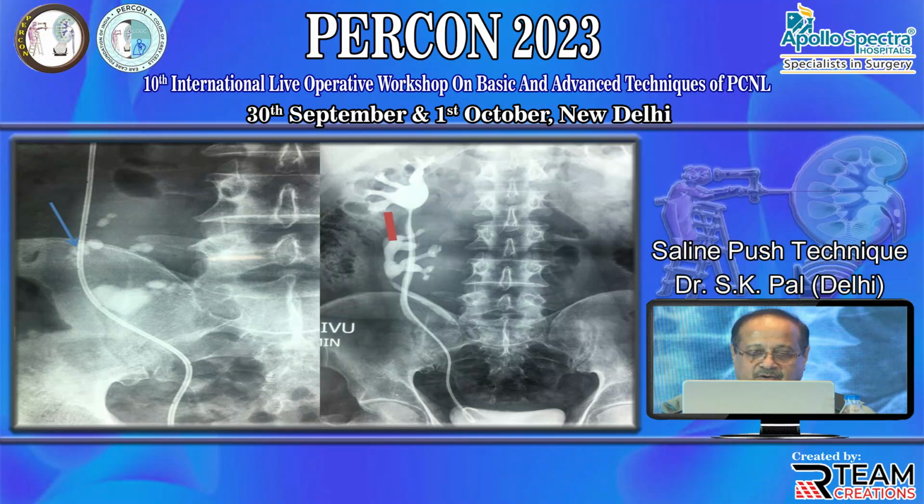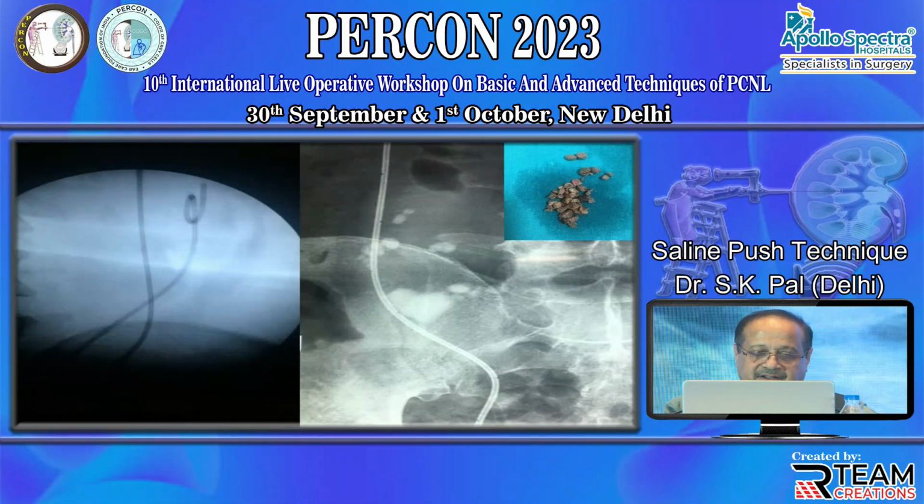The track was made over here. All these stones here, they were removed. And this stone and stone in this particular superior calyx were saline pushed. On table, complete clearance was obtained. And through the same single track, all the stones were removed.